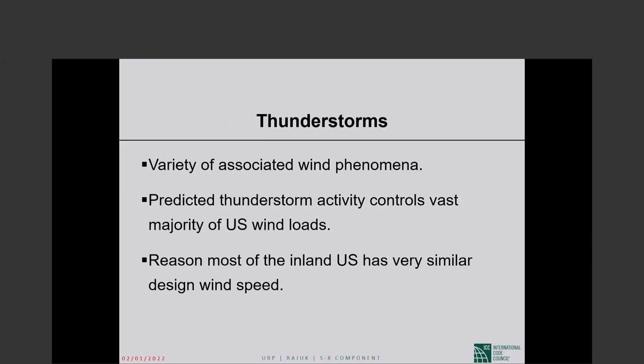When we say thunderstorms, it means a variety of associated wind phenomena. It is kind of an umbrella that holds a lot of different storms. Predicted thunderstorm activity controls the vast majority of US wind loads. That probably is not true in Bangladesh. I don't quite know, doesn't seem that way. But in the US, most of the US, the wind is dominated by thunderstorm activity.